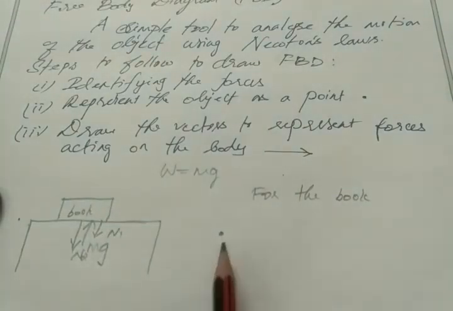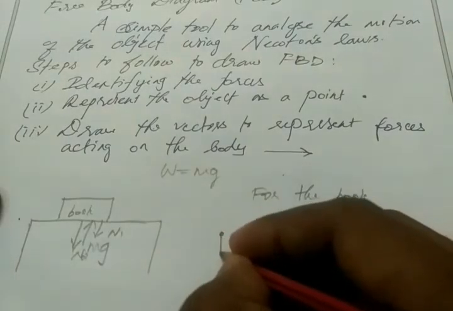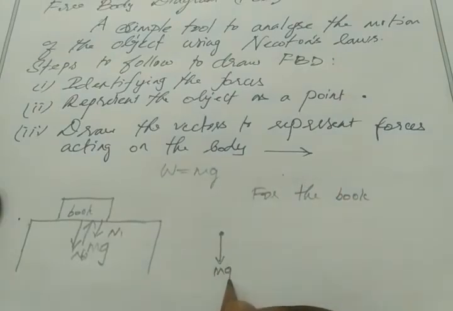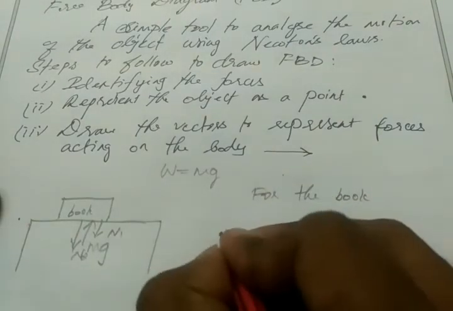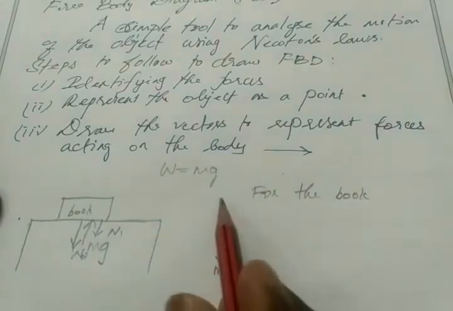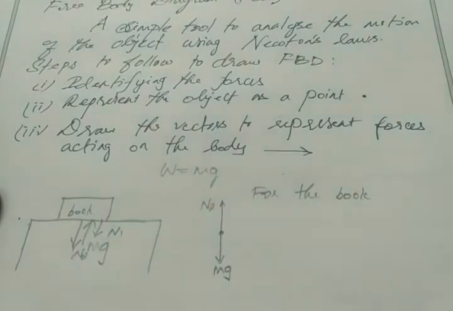What are the forces acting? The book provides gravitational force downwards. So this is mg. Okay. Then the book experiences a normal force upwards provided by the table, n2. Clear? So this is for the book.